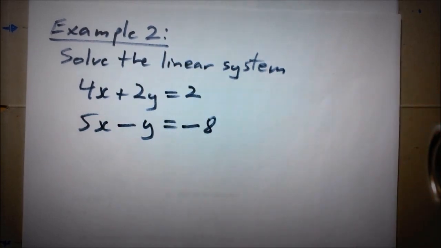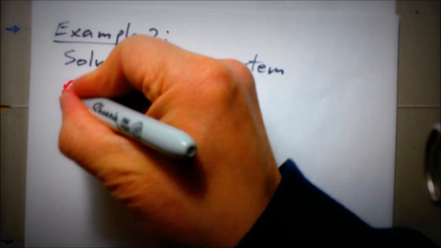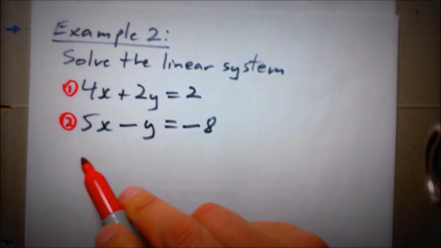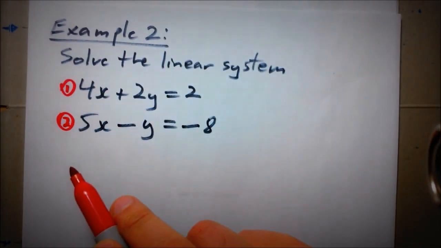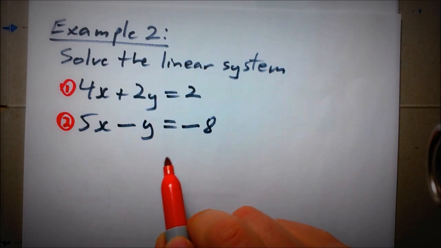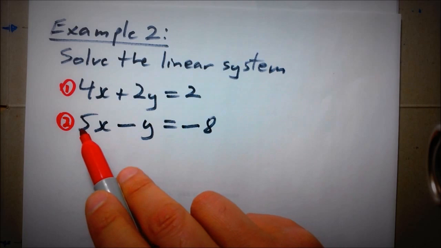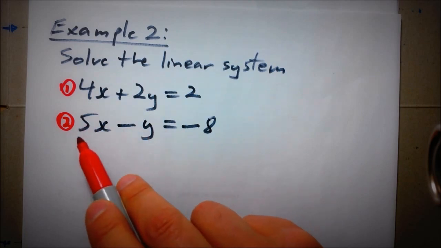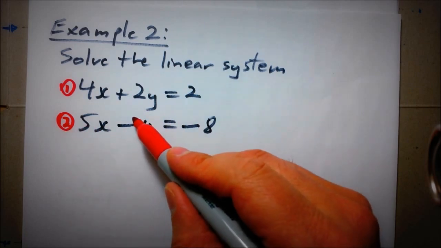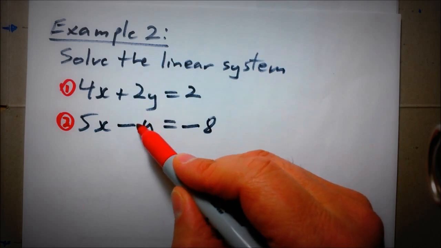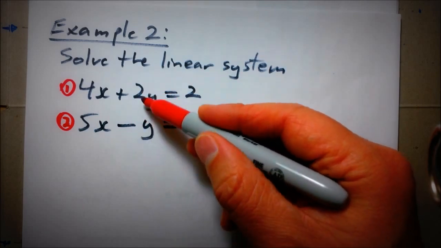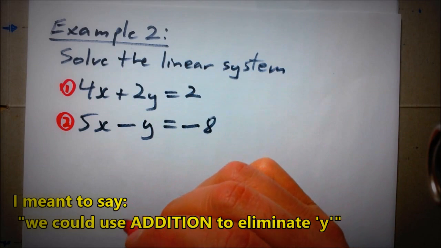Well, let me label the equations first, but what we can do is multiply. Sometimes we need to multiply or divide one of the equations before we eliminate one of the variables. In this case we multiply. So for example, if we had a 2 here, we could use subtraction afterwards to eliminate that.